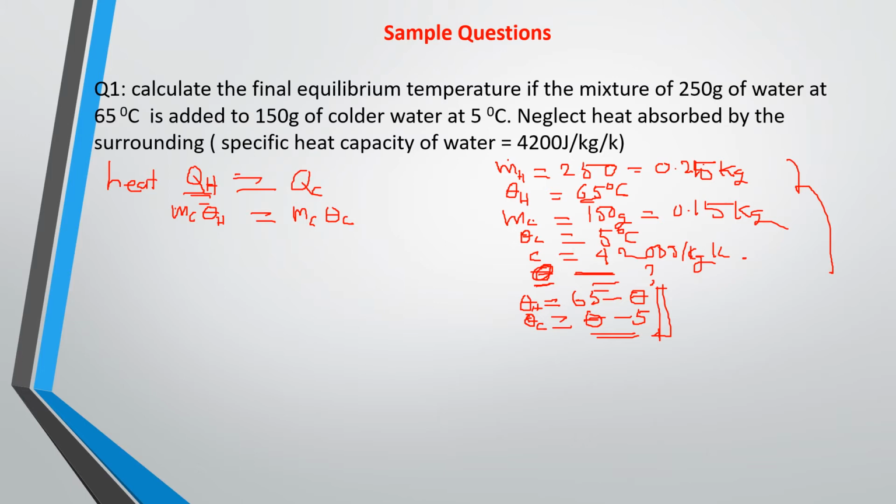So we're going to have that the heat loss by the hot water will be the mass of the hot water, which is 0.25, multiplied by the heat capacity of water, multiplied by the change in temperature. So the change in temperature for the hot water is equals to what? We say 65 minus theta. Okay. Then for the cold water, the mass of the cold water is 0.15.